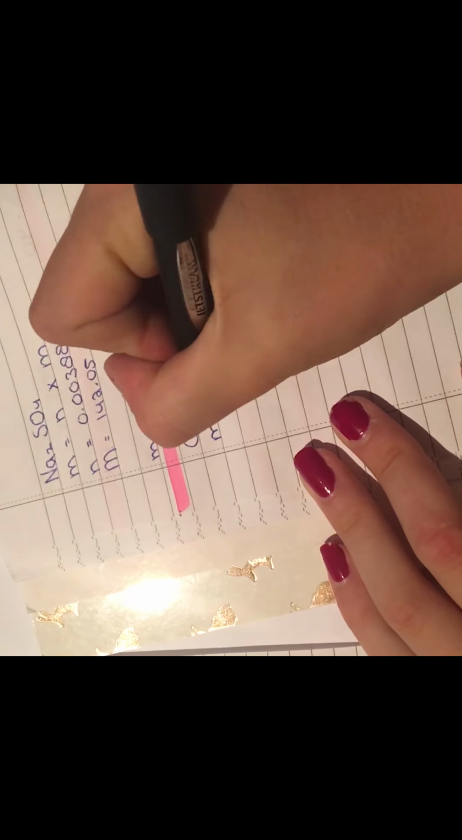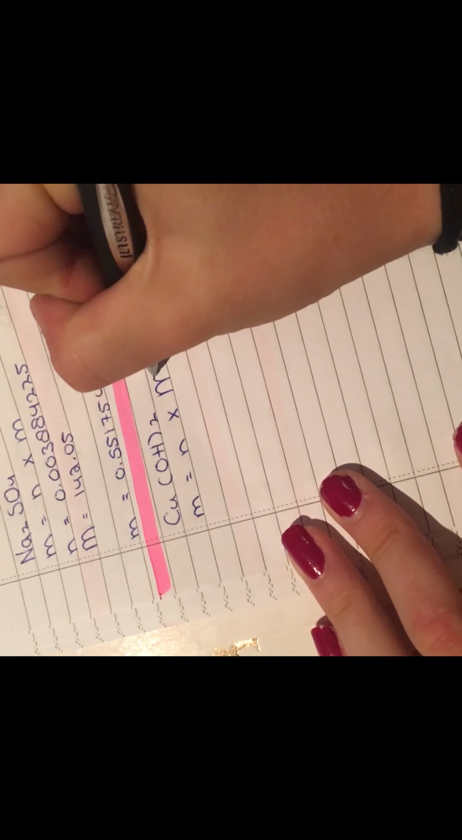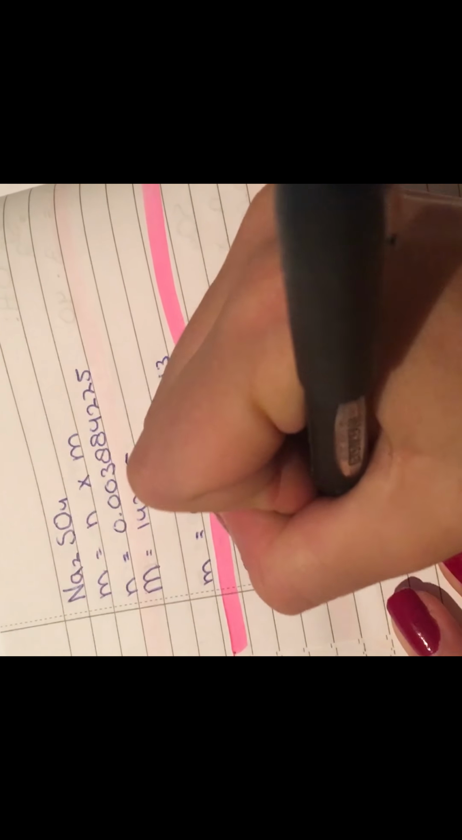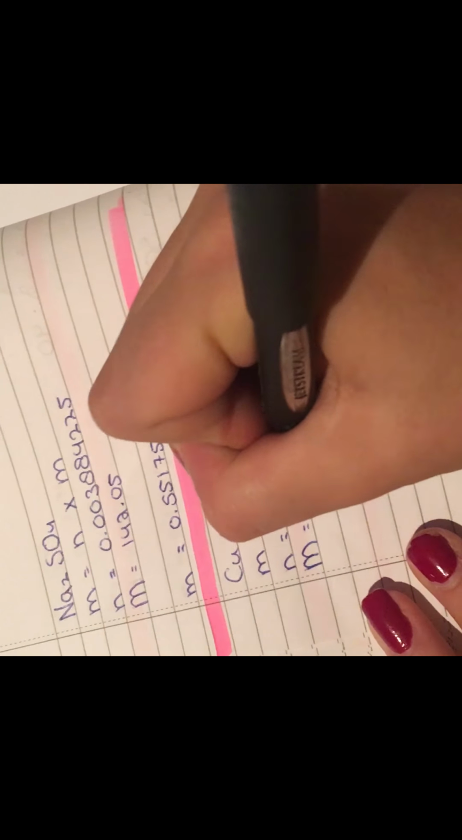The last step to complete the table is to find the number of grams for copper hydroxide, which is the number of moles times the molar mass. In this case, it would be 0.003884225 times 97.57, which is equal to 0.3789838333, which will then be rounded up to 0.379, and that's the number of grams of copper hydroxide.